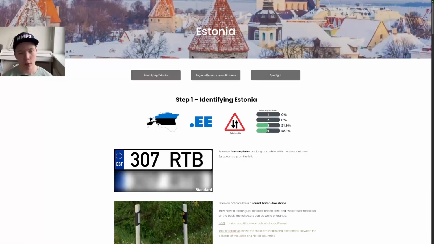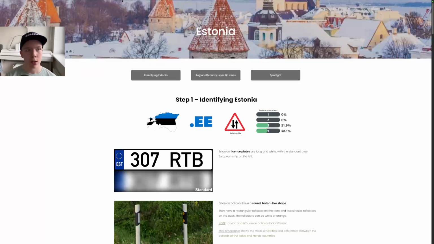So the flag of Estonia, you can see that, not too often, but sometimes when you do see it, it can be useful, obviously. .ee is the domain. Yeah, you can see it more often than some other countries. Anyway, you can see that quite often. Driving on the right, the signs look like this as well. The Plunkett shows that quite well.